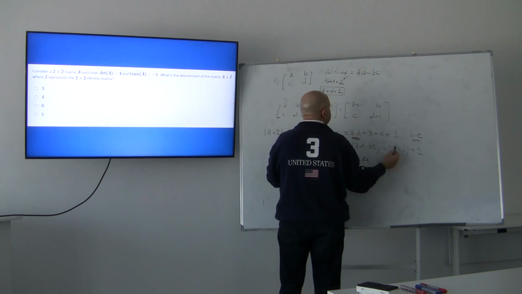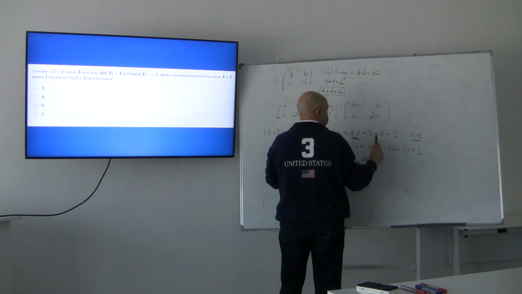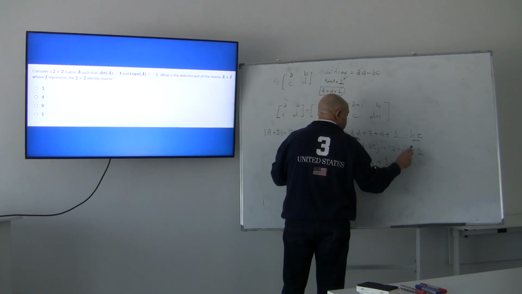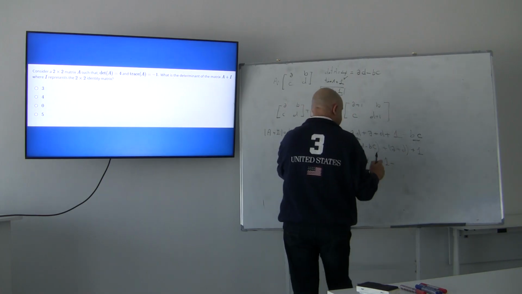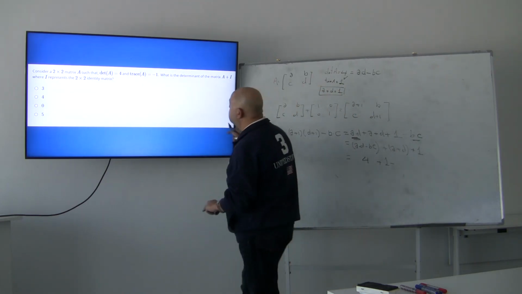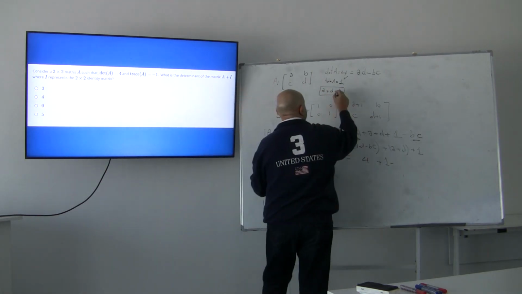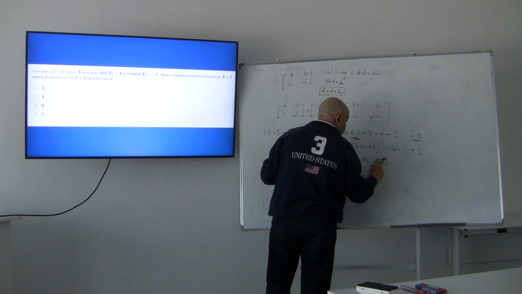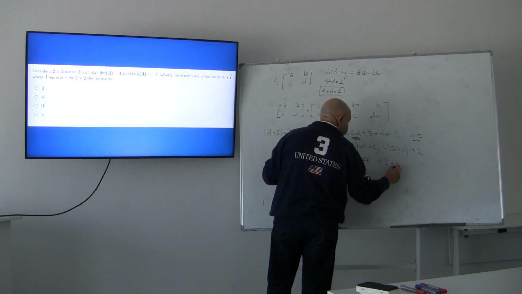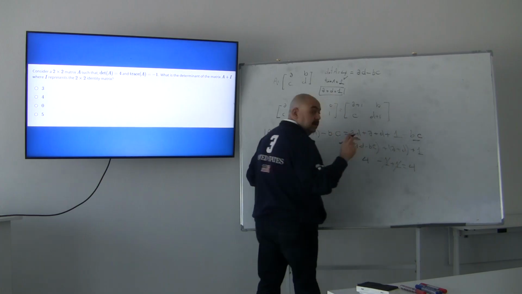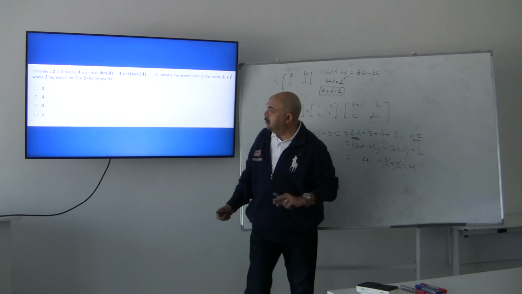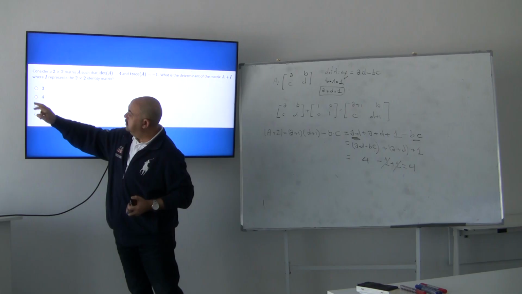And the trace is A plus D, which is positive 1. And then you will have, just a second, I'm sorry, this is minus 1. Okay, so you will have this minus 1 and this is plus 1. So they will cancel each other and the result will be 4. So we can directly choose the correct choice, which is 4.